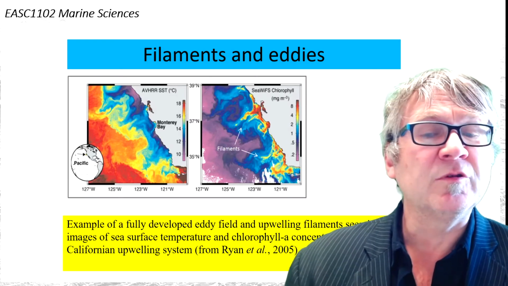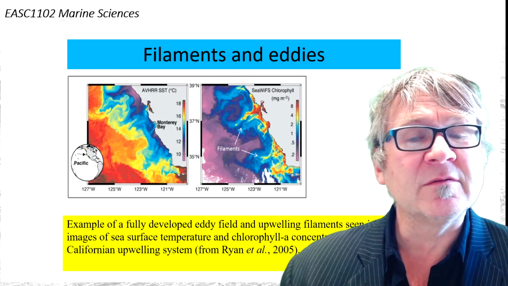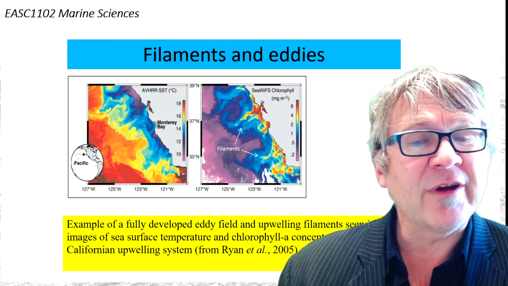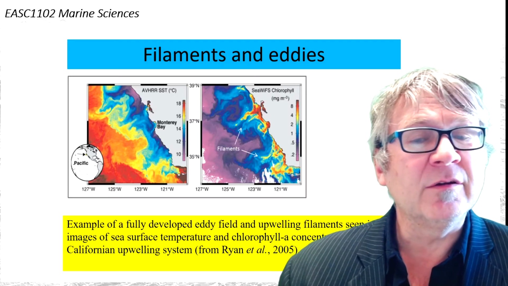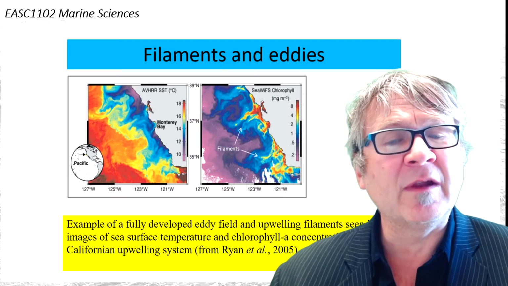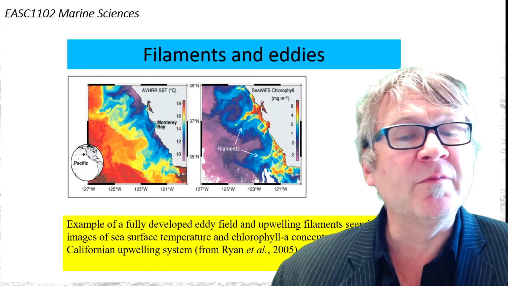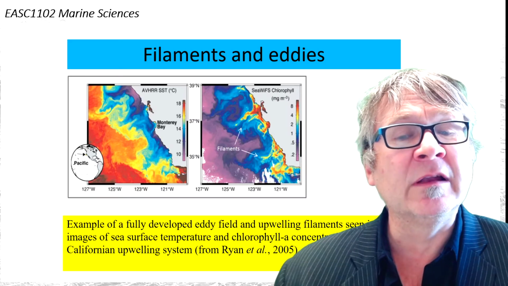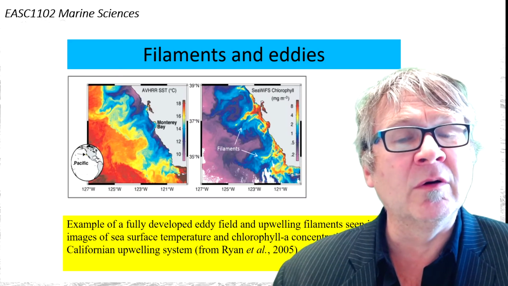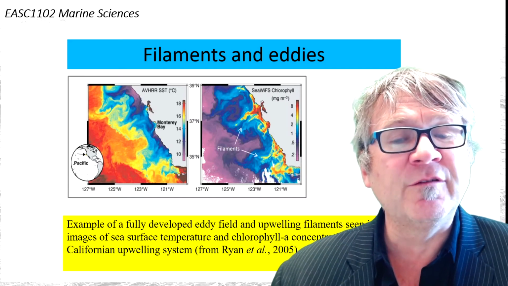Okay, what the eddies produce are so-called filaments, which are the entrainment of high nutrient or high phytoplankton enriched water, and the movement of that water offshore in very long lines called filaments.